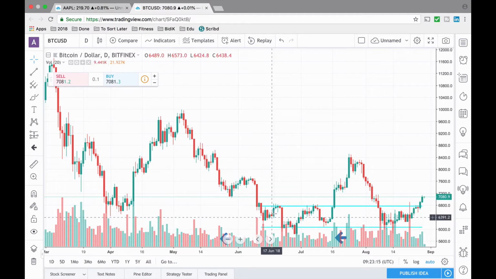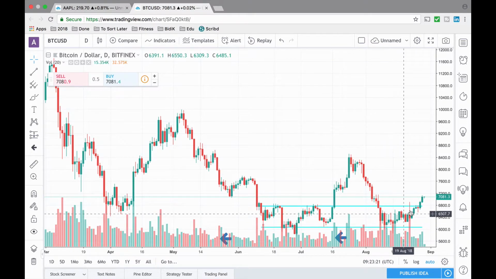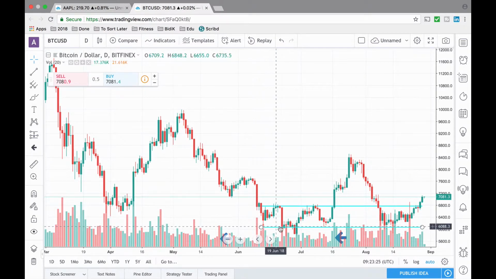So here it almost touched it there and rose. Here it bounced along the support level and rose again. Here it touched it and rose again. And here it touched it and rose again. And so it's by kind of connecting the dots between these particular price levels which appear to show support that you will find it's difficult for prices to fall below those support levels.